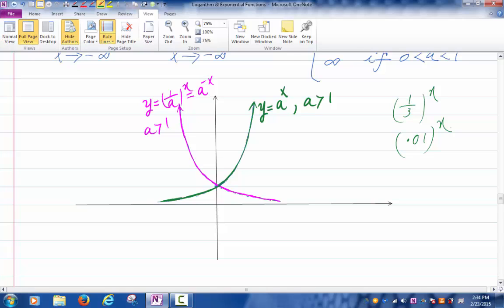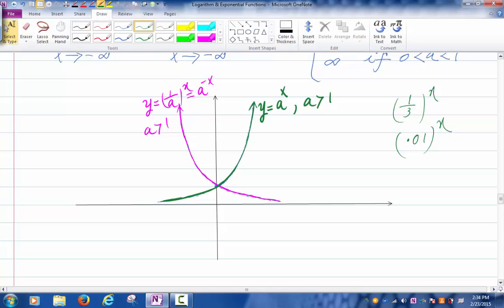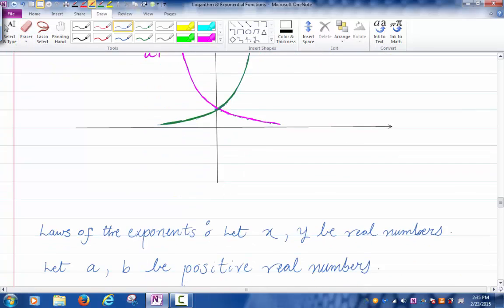Pink curve. The graph of 1/3 to the x and the graph of 0.01 to the x will look like the pink curve because the base is less than 1. In the pink curve, 1 over a is less than 1. You can look into that yourself. So I'm going to delete that for a second here. Now we know the graphs of those.